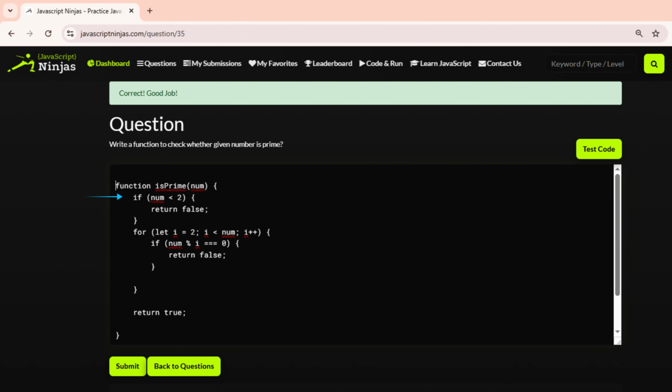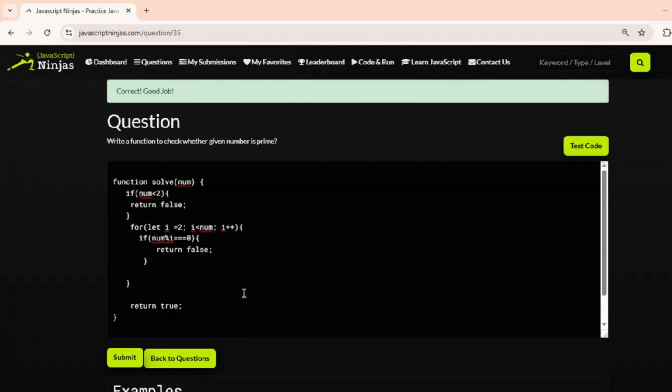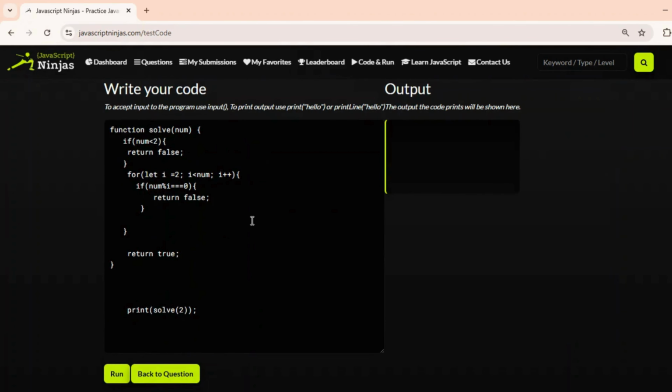So, here, inside the function, we first check if the number is less than 2, because 0 and 1 are not prime. Then, we go through every number starting from 2 up to 1 less than the number itself, and see if any of them divides it completely. If it does, that means it's not a prime number. But if none of them divide it evenly, that means the number is prime, because it's only divisible by 1 and itself. So now, let's go and run our code with a few examples to test it out.